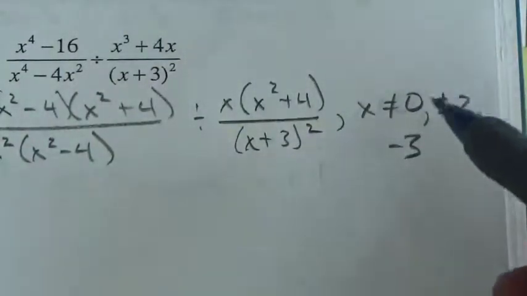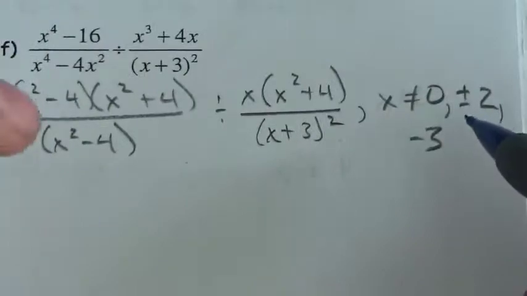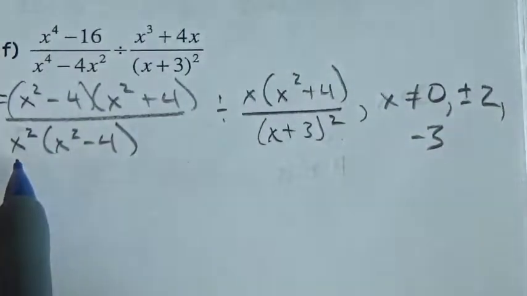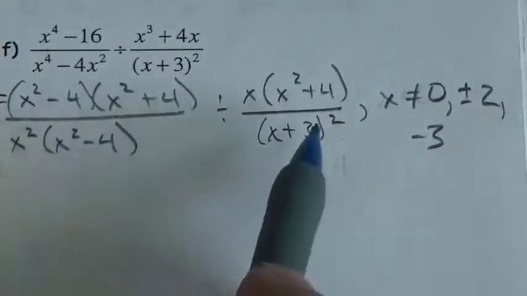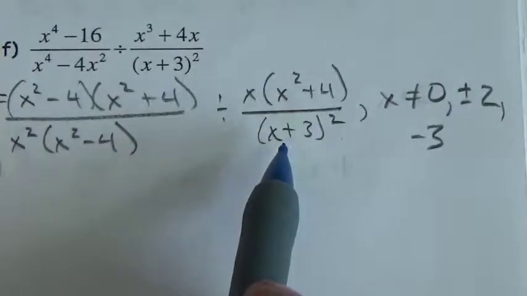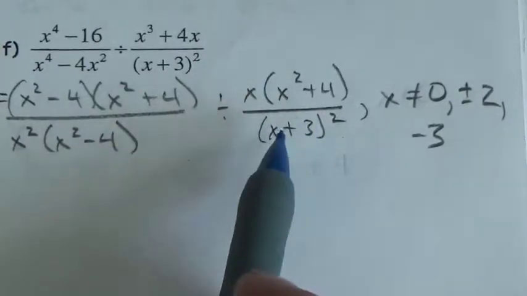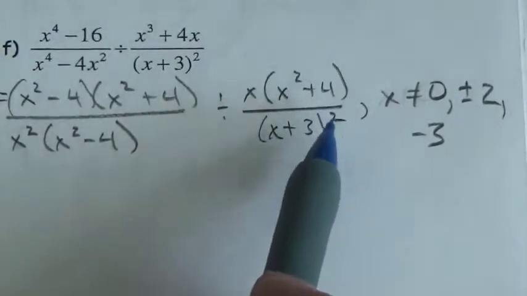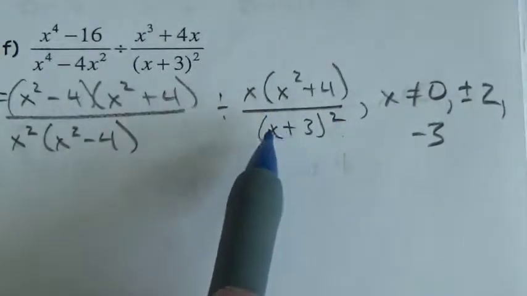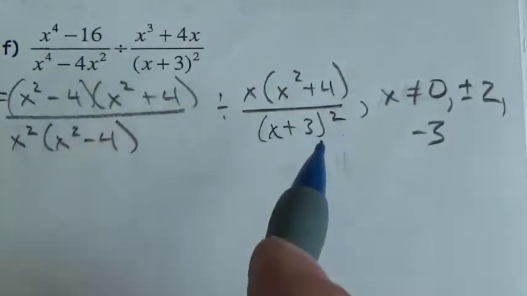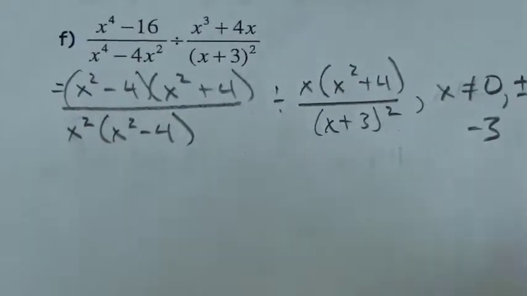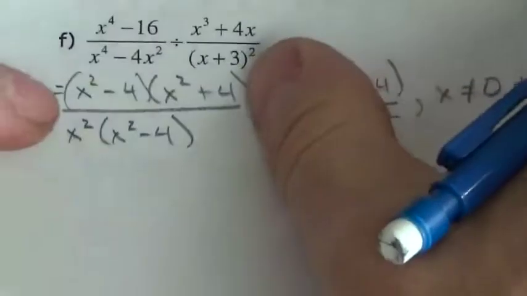So I've got a bunch here: 0, plus or minus 2, and negative 3. Now notice I don't worry about the plus or minus here because the square is on the whole expression, not just the x. Anyway, now what I would do is look at whether I can simplify either side here.